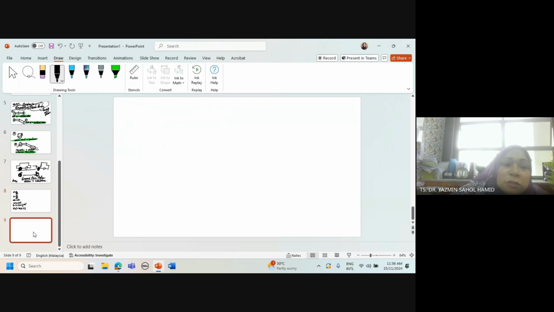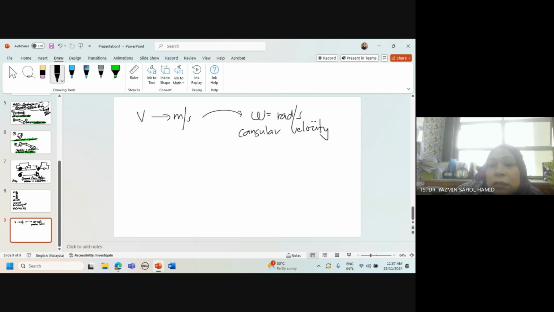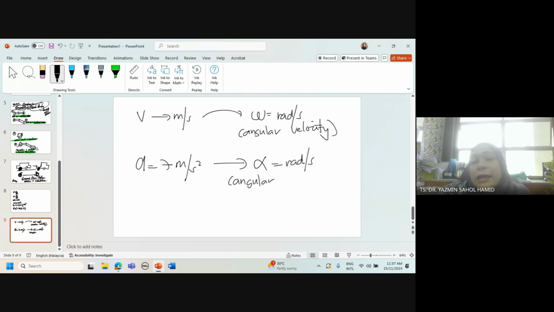Let me write on the next page first. The additional formulas are these. Velocity, which previously was meter per second, now in rigid body we call omega. Omega, the unit is radian per second, and this is called angular velocity. Previously we learned about acceleration, the unit is meter per second squared. Now we call it alpha, whereby the unit is radian per second squared, and this is called angular acceleration.